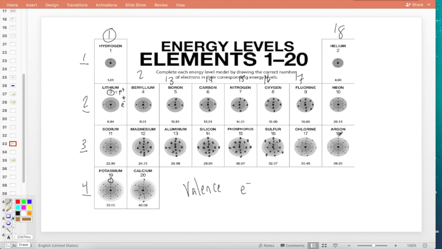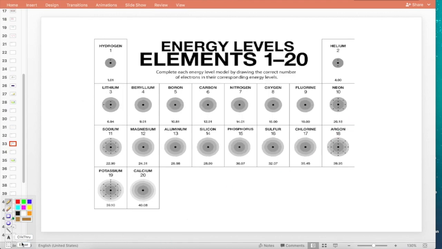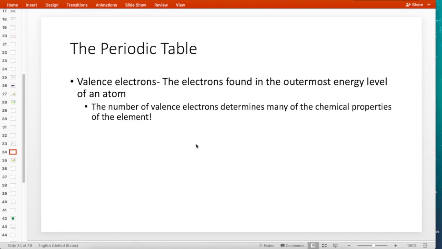Neon has 8 in the 2nd energy level. Argon has 8 in the 3rd energy level, so on and so forth. Those are called valence electrons. So once again, valence electrons are the electrons found in the outermost energy level of an atom. The number of valence electrons determines many of the chemical properties of the element.